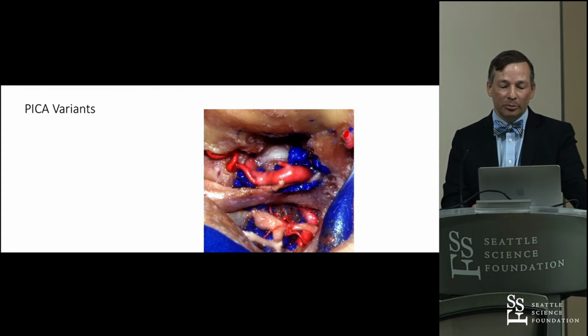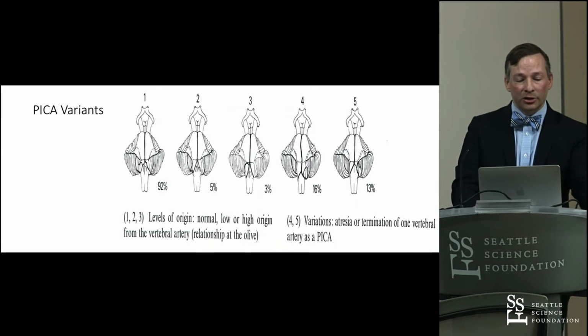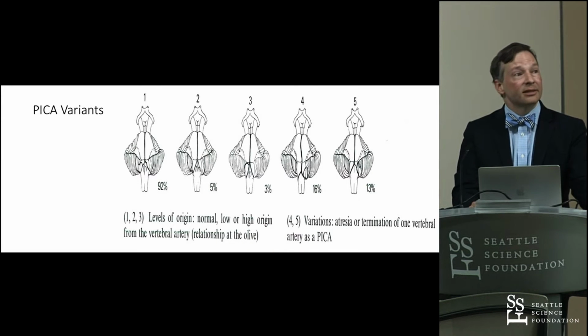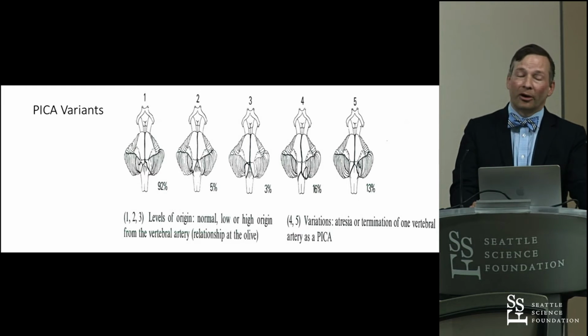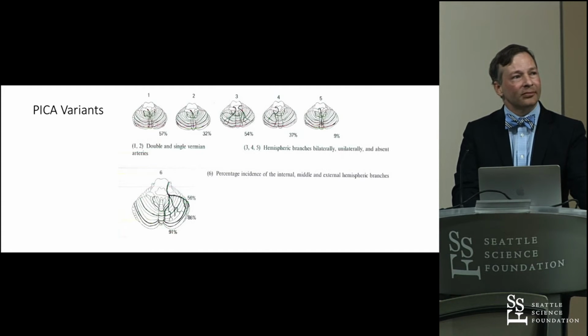Again, because this is a big deal, if you take it operatively, the PICA variant that I showed you earlier, where PICA is arising from the V3 segment in an extracranial location. PICA variants that are more common, depending on a low or high relationship to the olive. That's usually the landmark that's used in regards to where the PICA is. You can have duplicated PICA, you can have absence of PICA, you can have vertebral artery that ends as PICA. You name it, it can probably happen.